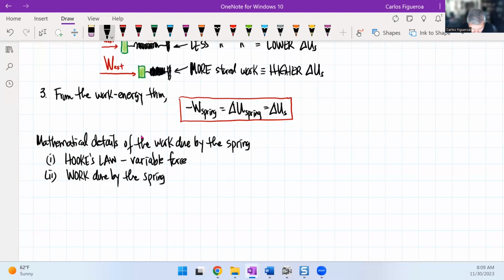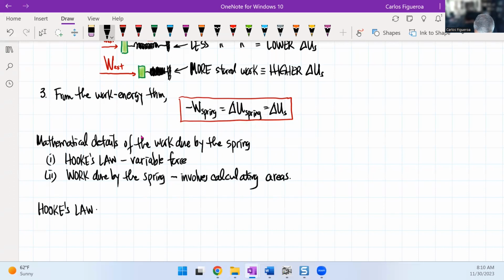And anytime you deal with work, it turns out that this involves calculating areas. And this is very, very similar to what we saw with momentum. Momentum and energy are very similar. They follow the same type of thinking. So the first thing that we want to do here is let's just briefly go over Hooke's law.